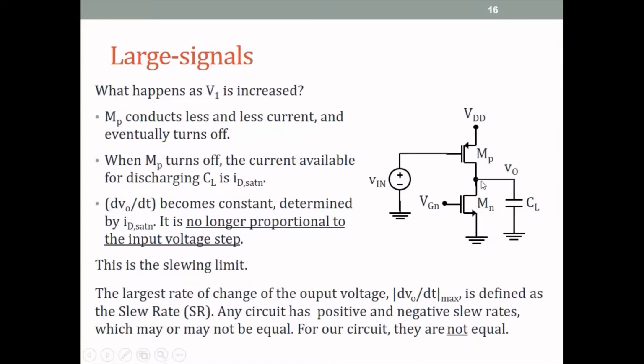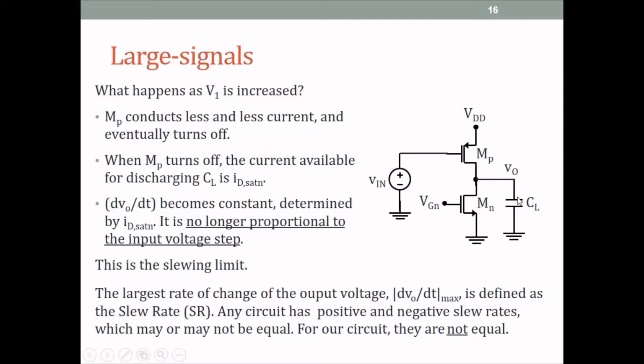Therefore, once V1 is large enough, let us say greater than or equal to 0.2 volts for our circuit, whatever the magnitude of V1, the current flowing in CL will be constant. It will not increase linearly with V1 when V1 is large. That is the difference between small signals and large signals. For large signals, the current charging or discharging CL becomes a constant. It does not depend on the magnitude of the input step.